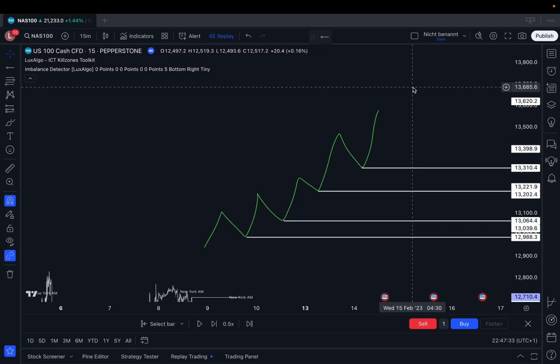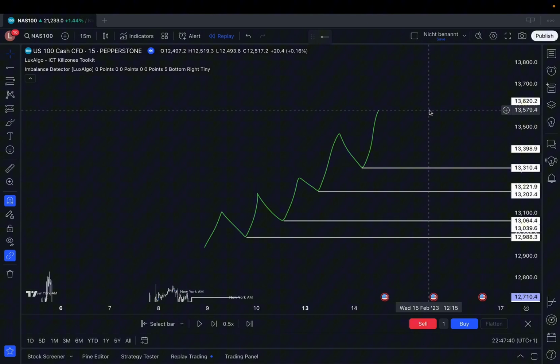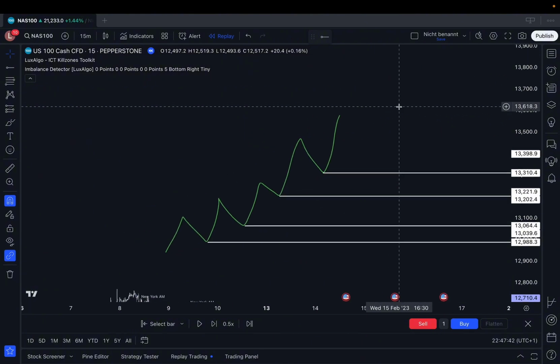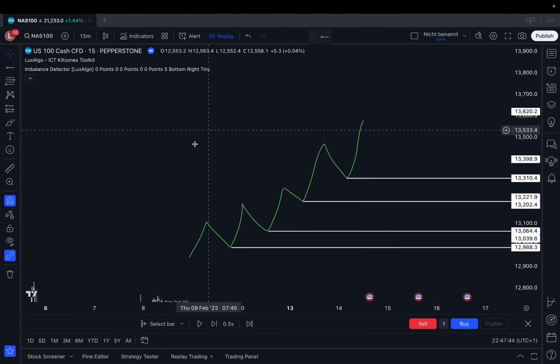Today we're going to talk about how you can identify trends and how you can spot a break of structure, so a market structure shift. At first we're going to look at an uptrend.